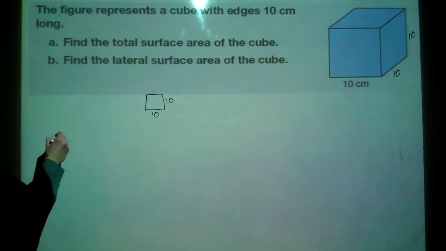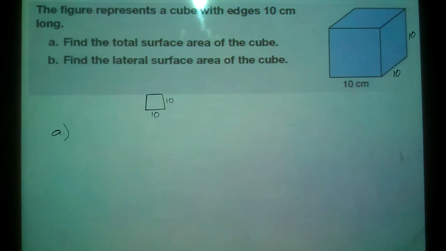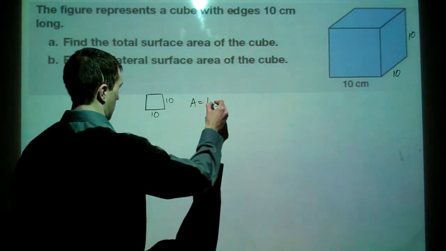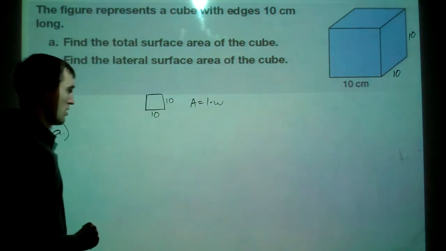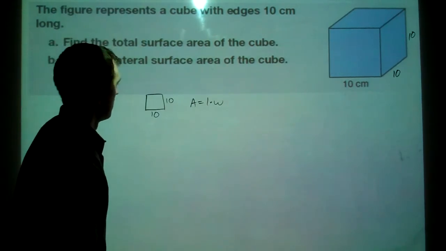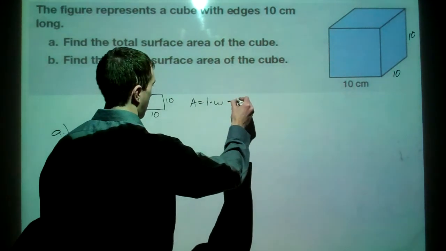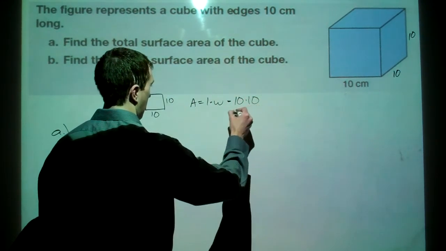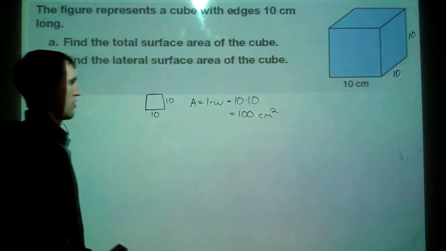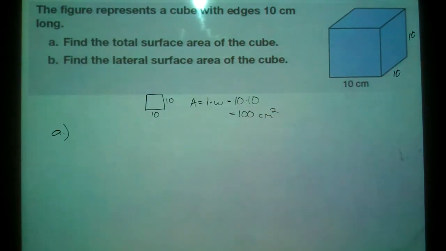So for A, if we want to find the area of just this square, area equals length times width for a square or a rectangle. So we do 10 times 10, and we get 100 centimeters squared. Okay? So we're in two dimensions. So 100 centimeters squared when we multiply two dimensions together.